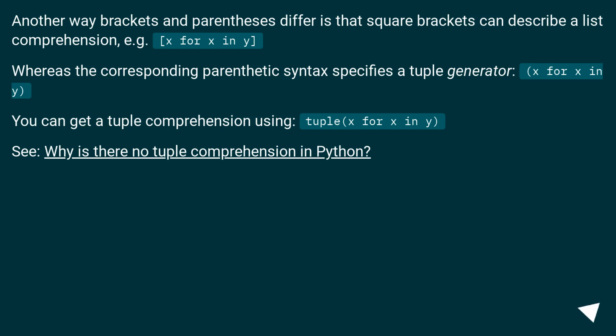Another way brackets and parentheses differ is that square brackets can describe a list comprehension, for example, [x for x in y]. Whereas the corresponding parenthetic syntax specifies a generator expression, (x for x in y). You can get a tuple comprehension using tuple(x for x in y). See, why is there no tuple comprehension in Python?